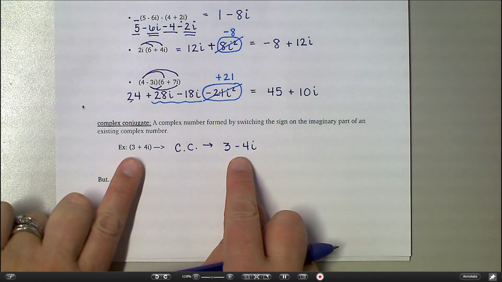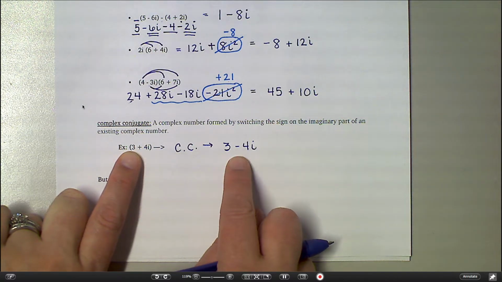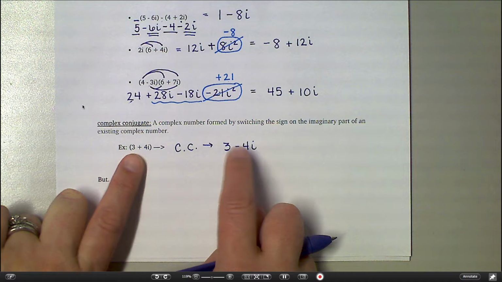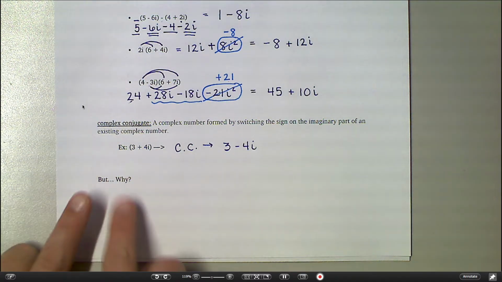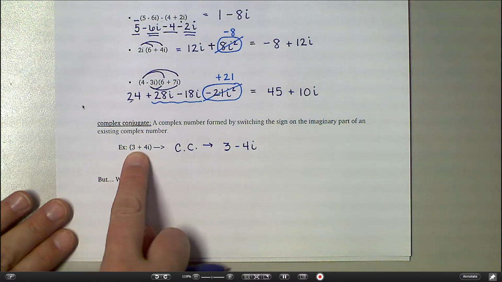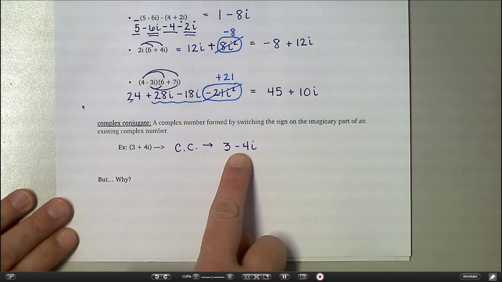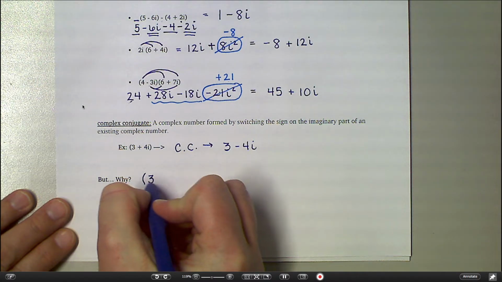All I did was switch that plus to a minus. Now, these aren't equal to each other. You'll notice I didn't say this equals this. It's not the same thing, but there's a purpose for this. Knowing these two things have a relationship is important, and that comes under, but why? So let me show you. If I take this and multiply by its complex conjugate, meaning FOIL, like what I did just a second ago, watch what's going to happen.